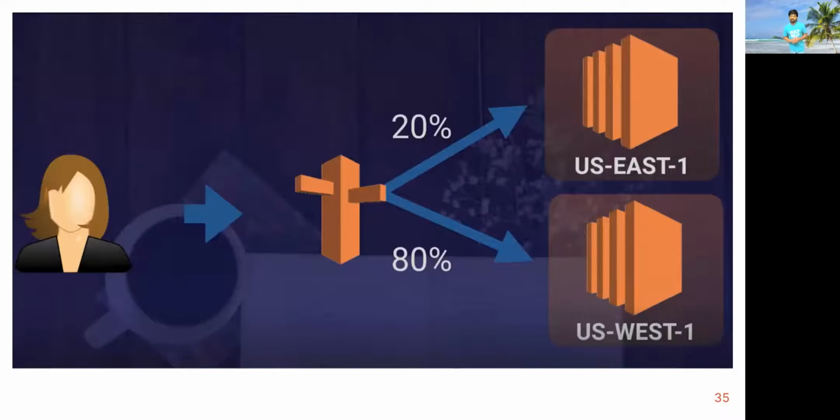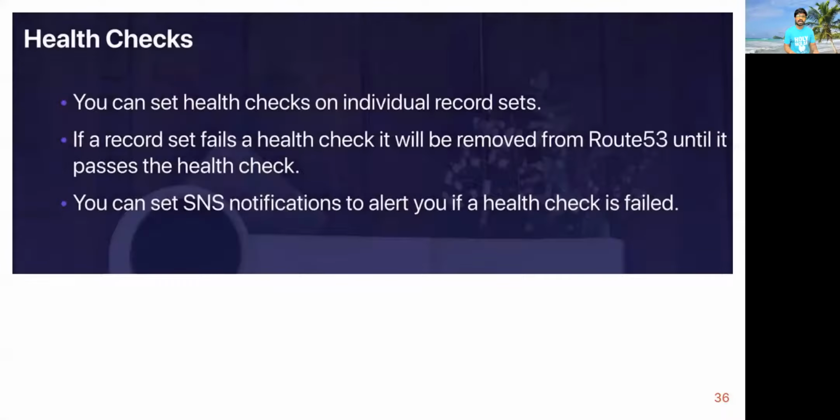Second is weighted routing. What does that mean? If you have one route or server which is a bigger server, and you want most of the traffic to come over there, there is a configuration wherein you can assign the bias or the weight. So 80% of the requests would go to US West 1 instead of US East 1, as I have explained in this diagram.